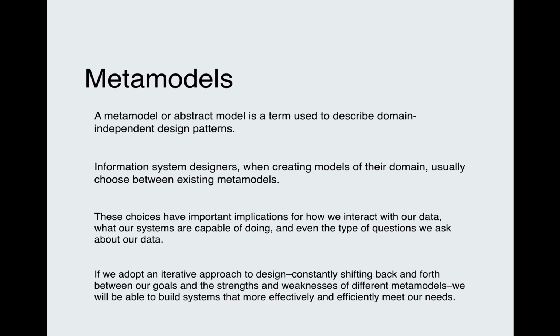Finally, when thinking about designing an information system, it's important to consider the goals of the project as well as the strengths and weaknesses of different meta-models. Some meta-models will be more appropriate for different problems. So adopting an iterative approach that shifts between these two perspectives, the needs of the project and the strengths and weaknesses of the meta-model, could be very effective in developing a system most appropriate for our problem set.